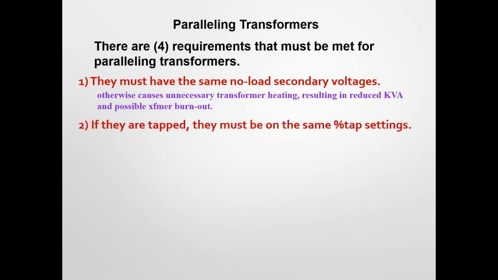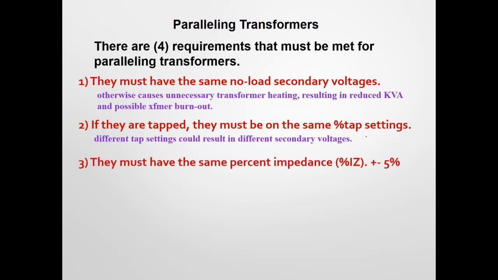If they are tapped, they must be on the same percent taps, regarding keeping the voltages the same, right? So different tap settings could result in different secondary voltages. They must have the same percent impedance, plus or minus 5%. So that's kind of the leeway between the two impedances. The reason why is if they don't have the same percent impedance, or internal opposition, they're not going to share the load equally. One transformer will take a bigger share of the load than the other one.